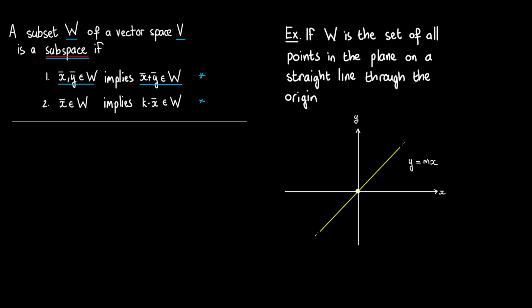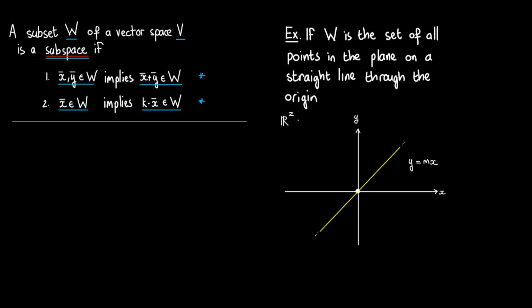The second property here is quite similar. It just says that if you take any vector x in W and you scalar multiply it, then you end up with a vector in W. Okay, so that's the definition of a subspace, and so let's take a look at our first example here, which is going to be a straight line which passes through the origin.